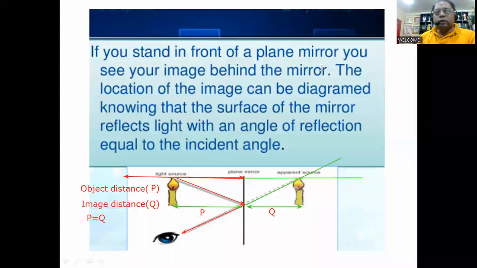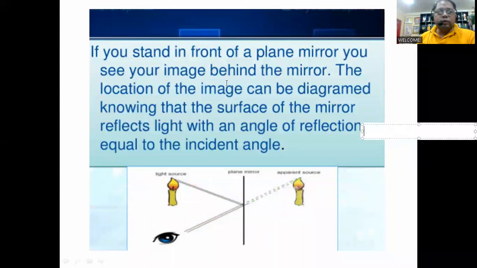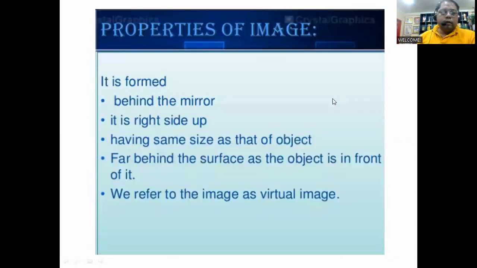Okay, so let's clear this. So let's move on to another slide. So how are they formed? Again, they're formed behind the mirror. So the word for images that are formed behind the mirror, we call them virtual images. Or if you want, you can call it an imaginary image.